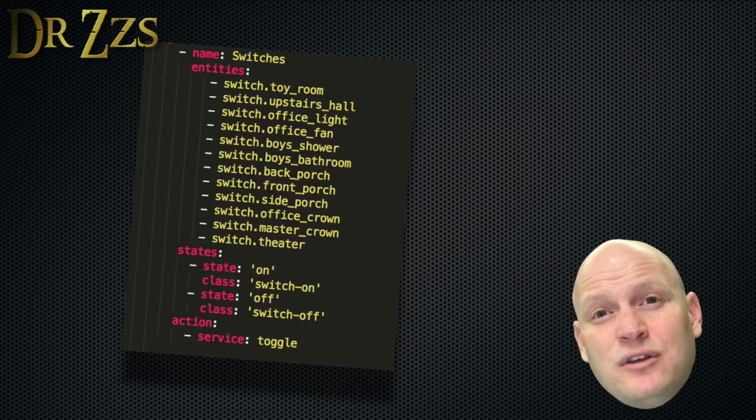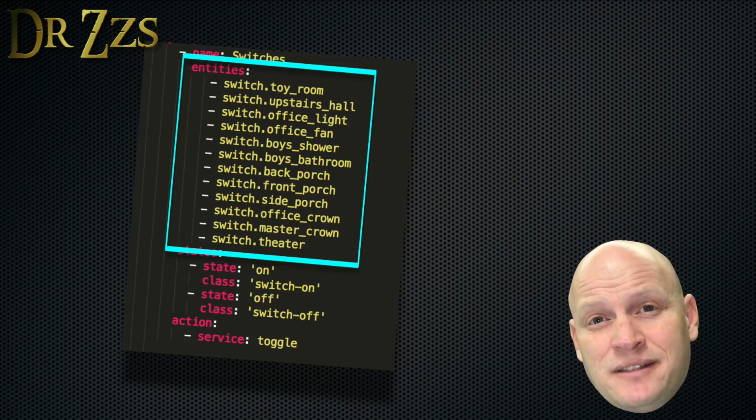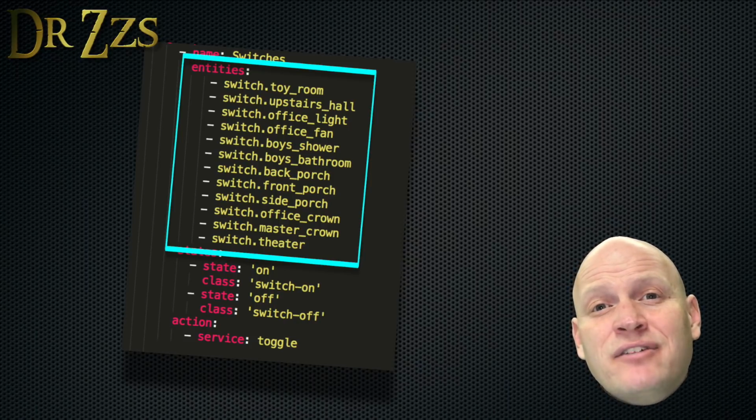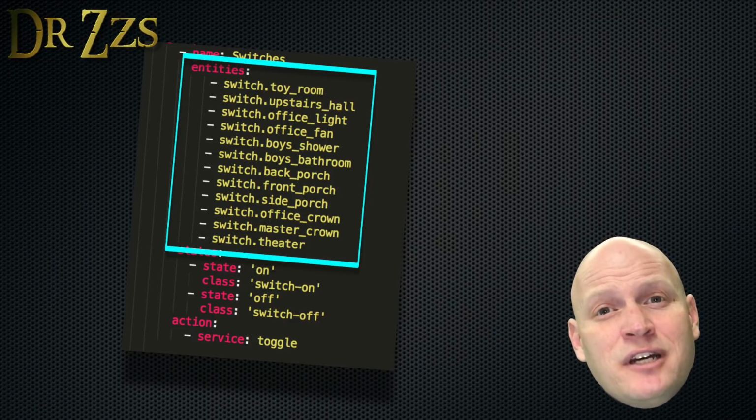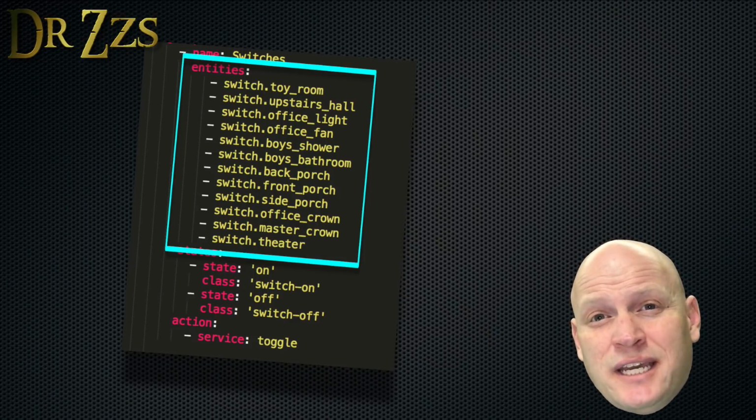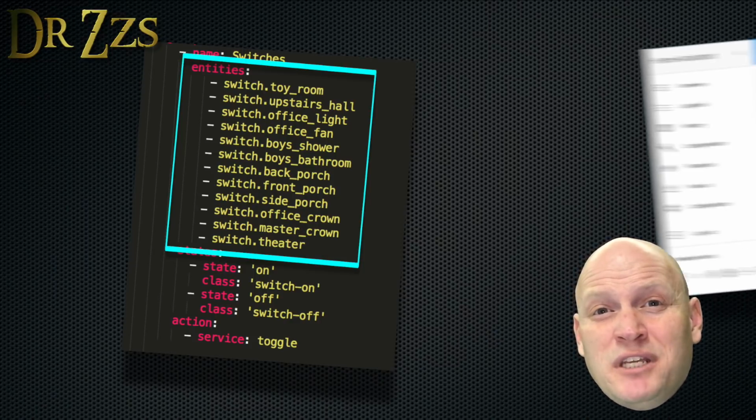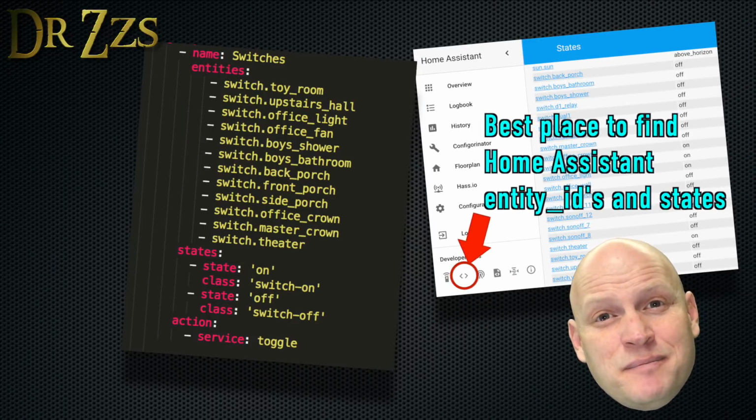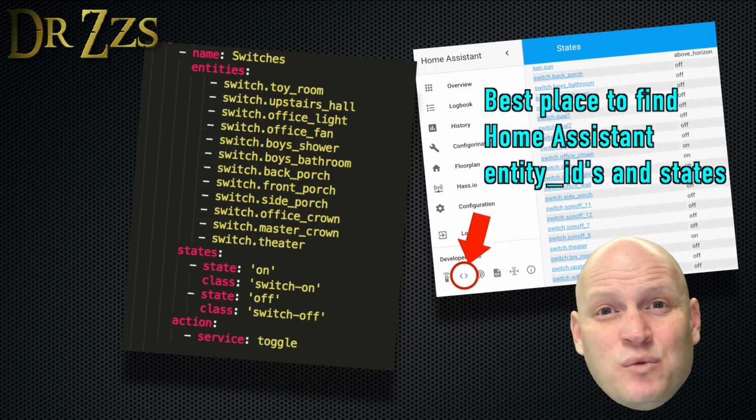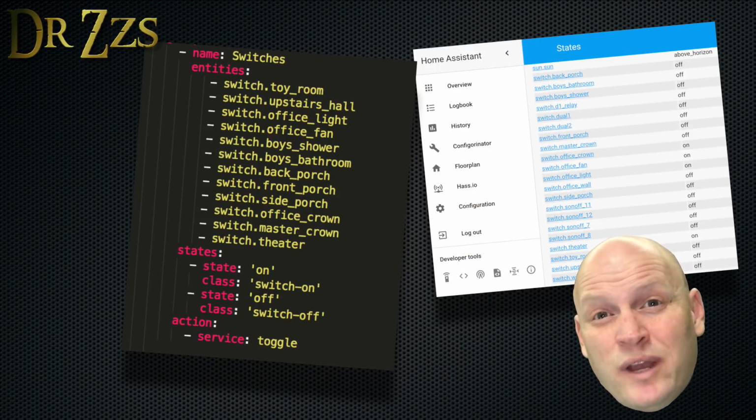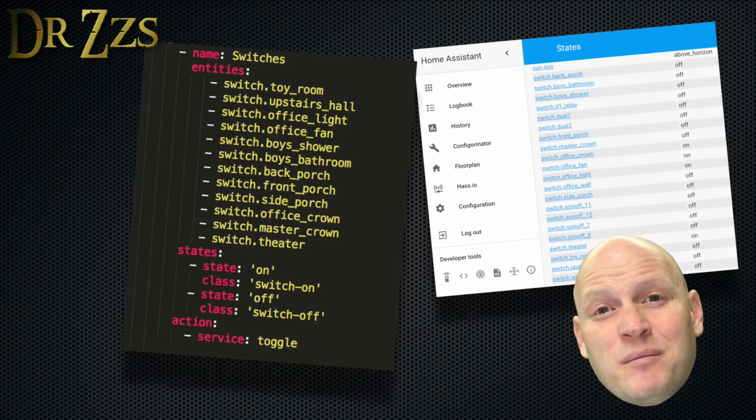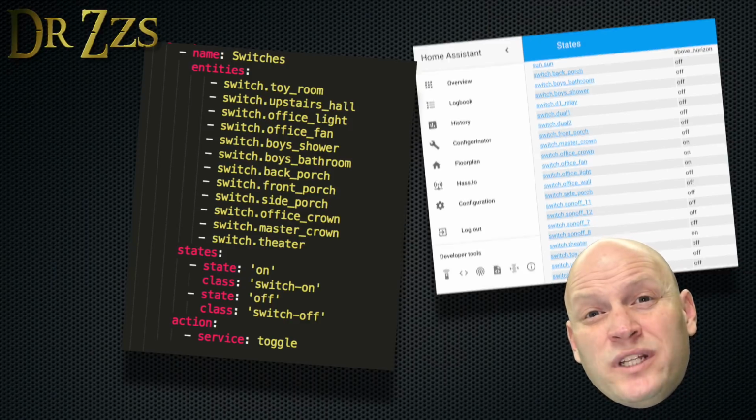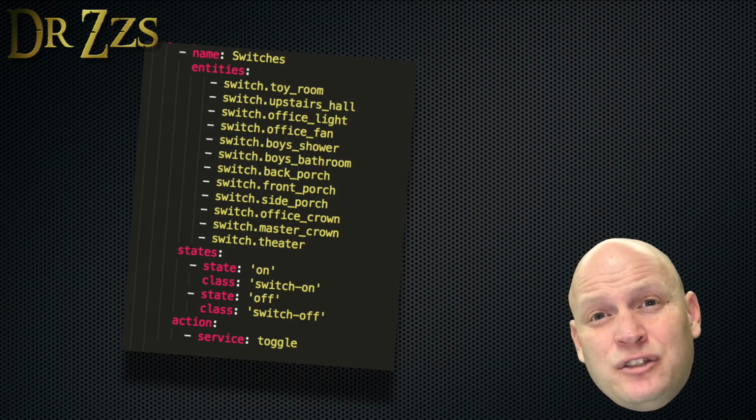Under entities, you want to list all of the Home Assistant entities that you want to have assigned to the same color changes based on their state. So if you want something to be yellow when it's on and blue when it's off, put it in this list. But if you've got other entities that you want to have green when they're on and red when they're off, you're going to want to put them in a different group. We'll assign the color changes that are associated with the different states when we get to editing the CSS file in just a few minutes.